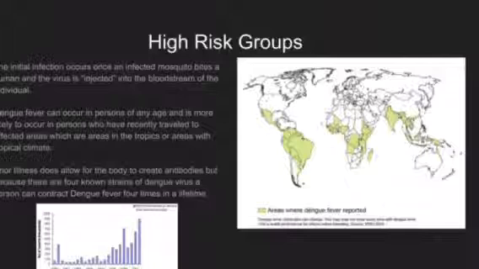The initial infection occurs once an infected mosquito bites a human and the virus is injected into the bloodstream of the individual. Dengue virus can occur in people of any age and is more likely to occur in a person who has recently traveled to affected areas, which include areas in the tropics or areas with tropical climates. Prior illness does allow for the body to create antibodies, but because there are 4 known strains of dengue virus, a person can contract dengue fever 4 times in a lifetime.